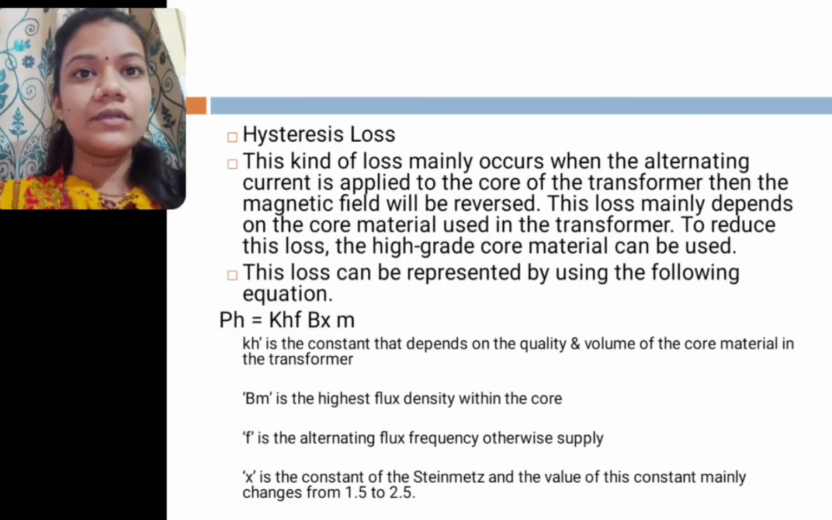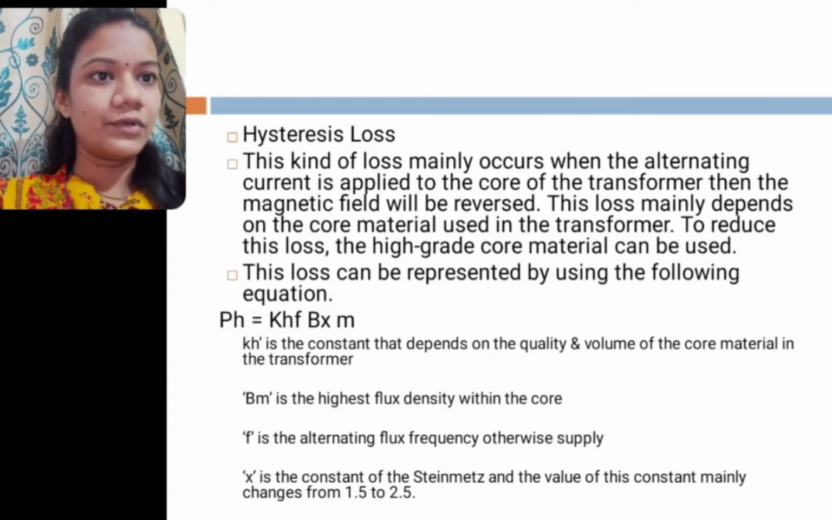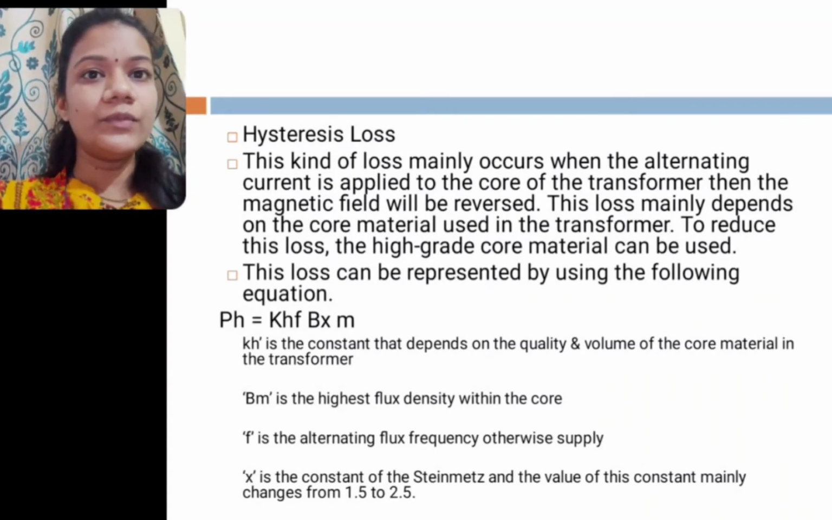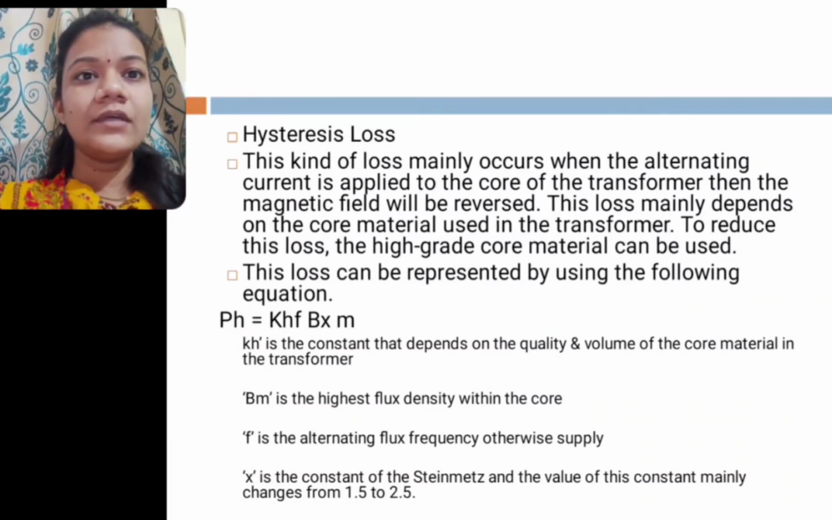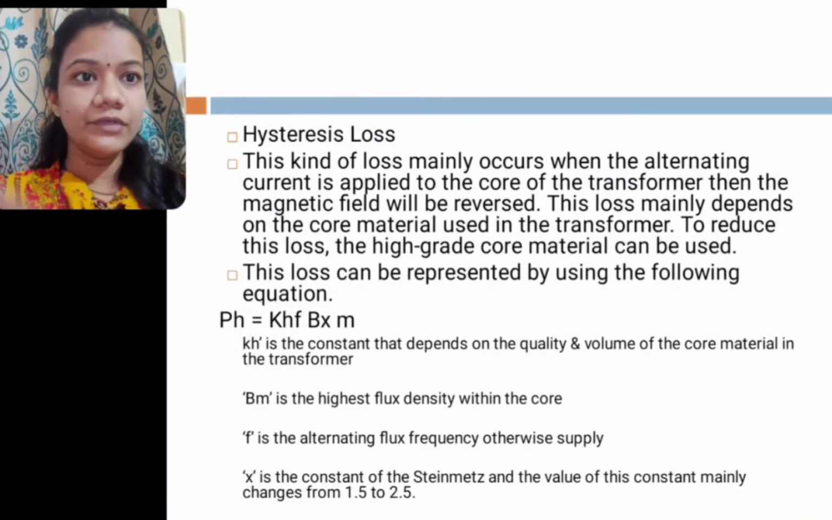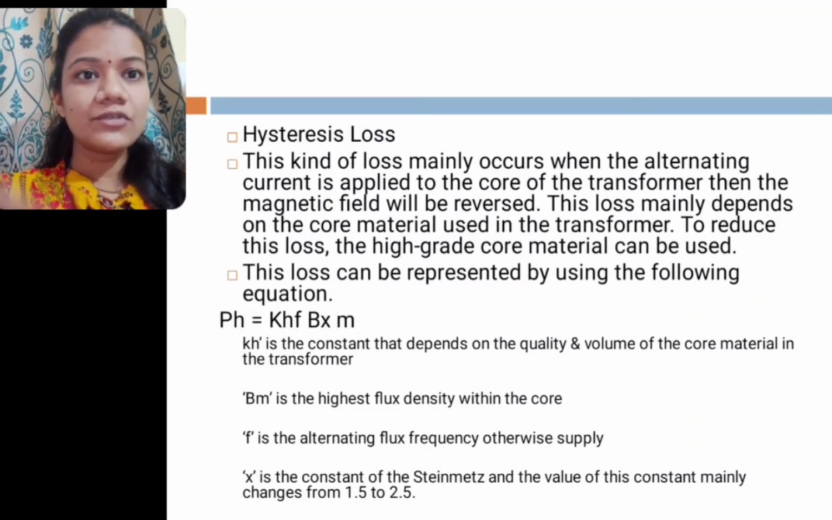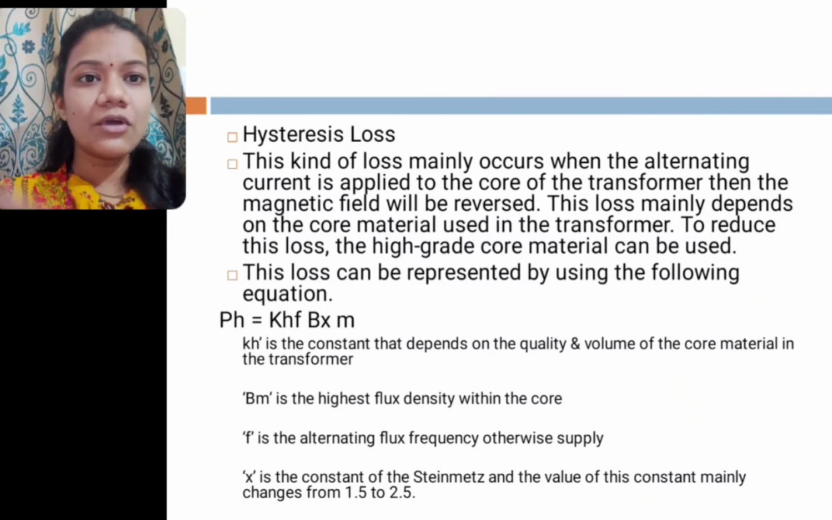Now what is the meaning of hysteresis loss? This kind of loss mainly occurs when alternating current is applied to the core of the transformer. When alternating current is applied to the core of the transformer, the magnetic field will be reversed. This loss mainly depends on the core material used in the transformer. To reduce the loss, high grade core material can be used.